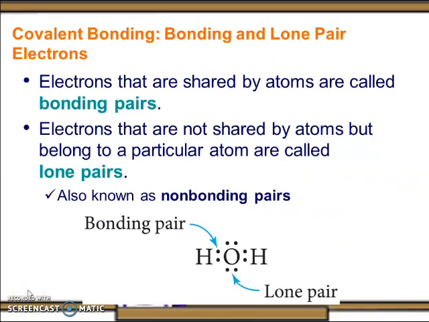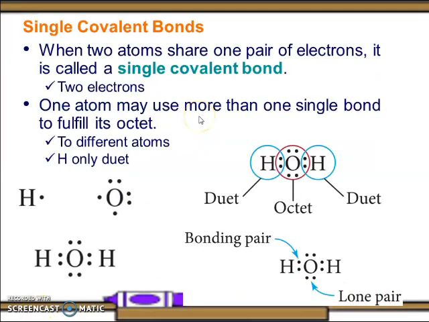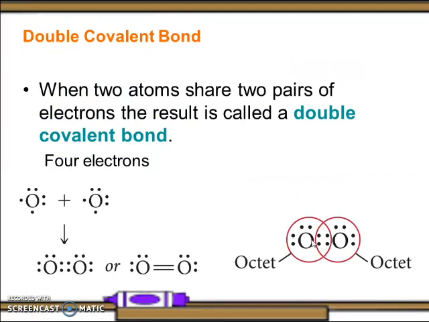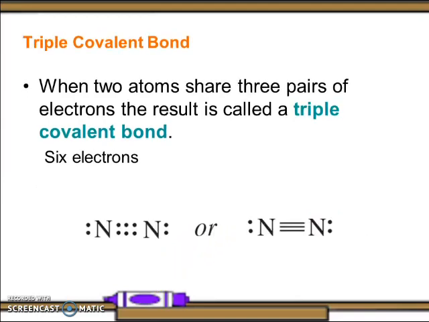Bonding and lone pairs. Electrons that are shared by atoms are called bonding pairs. Electrons that are not shared by atoms but belong to a particular atom are called lone pairs, also known as non-bonding pairs. When two atoms share one pair of electrons, it is called a single covalent bond. When two atoms share two pairs of electrons, the result is called a double covalent bond. When two atoms share three pairs of electrons, the result is called a triple covalent bond.